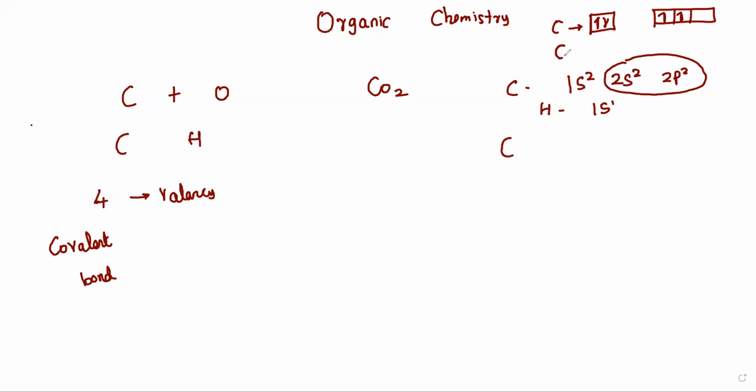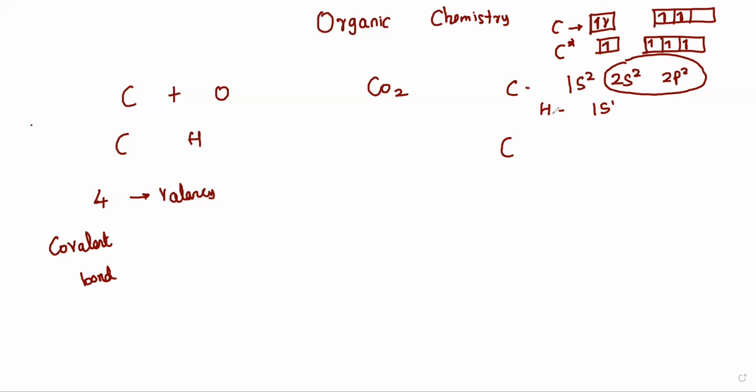But when carbon wants to join with others, it will be in the excited mode. One electron goes into the 2p orbital, so it will be like this. So carbon is ready to share its 4 electrons. For those 4 electrons, we need atoms that are able to provide 4 electrons.